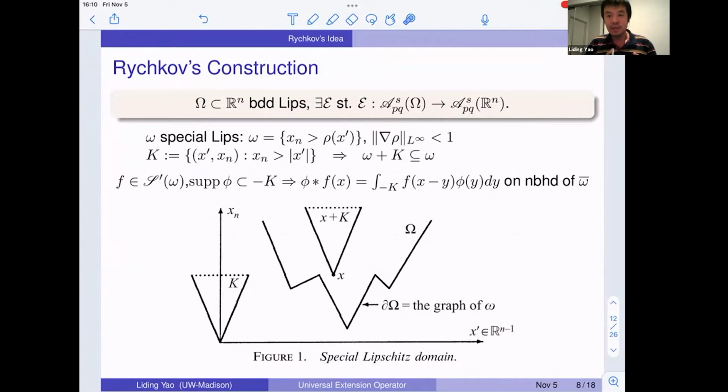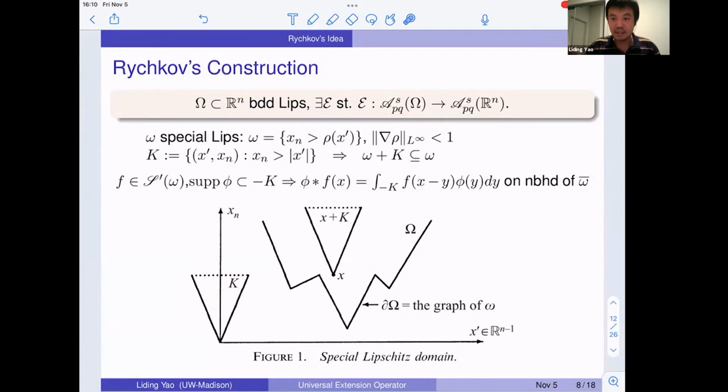Right. By taking a partition of unity, we only need to care about the special Lipschitz domain, which is the upper half part of a Lipschitz graph. In our case, we want the gradient of the defining function to be bounded by 1. In that case, if we take a point in omega and add it to another point in this positive cone, then the sum will also lie inside omega.